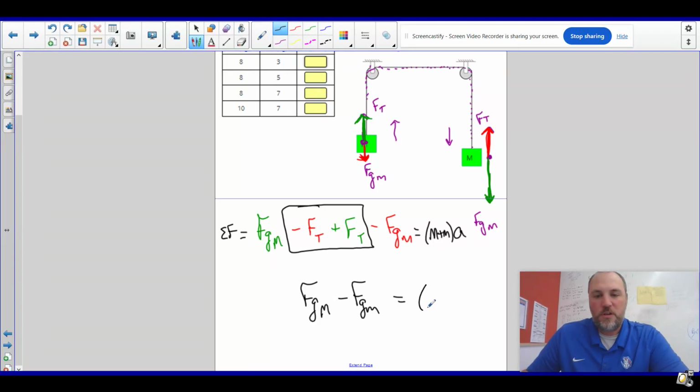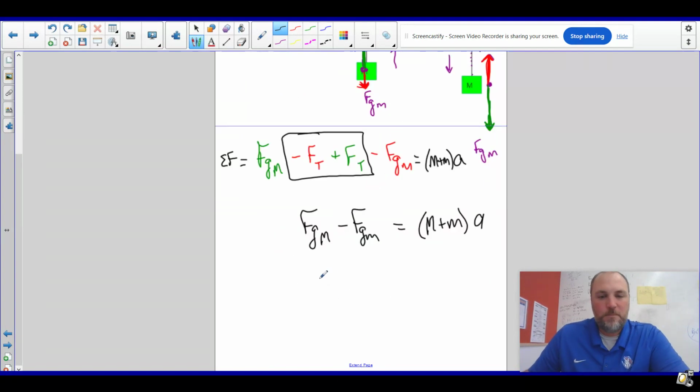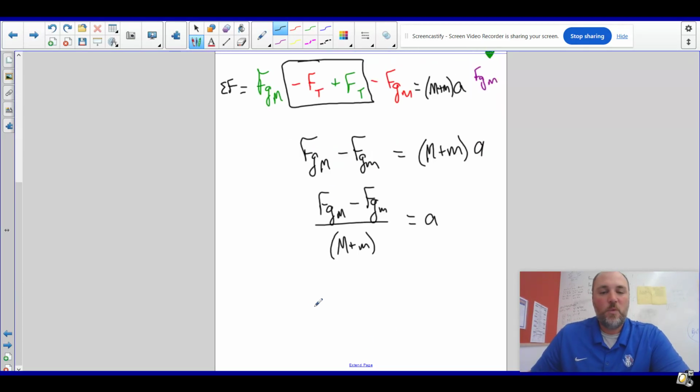And that should equal the sum of the masses times acceleration. So I can then find the acceleration of the system by subtracting the weights, Fg of big M minus Fg of little m, divided by the sum of the masses. And that should give me the acceleration. Remember, to find the weights, I'll do mass times gravity, or gravitational acceleration on Earth, minus the weight of little m, divided by m plus m.